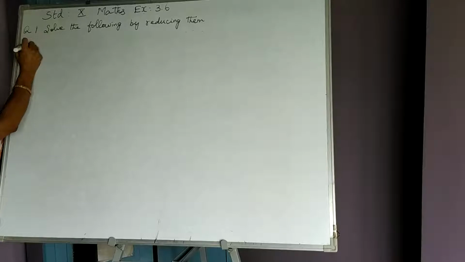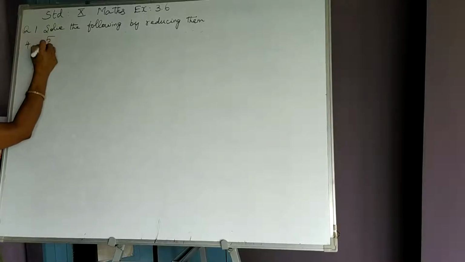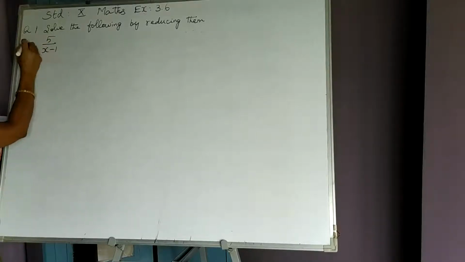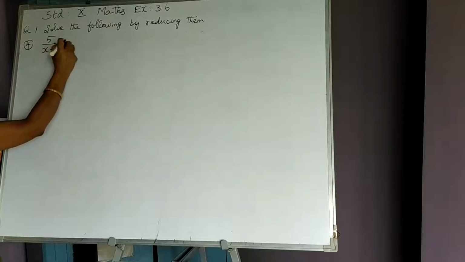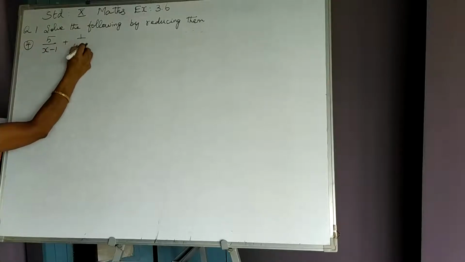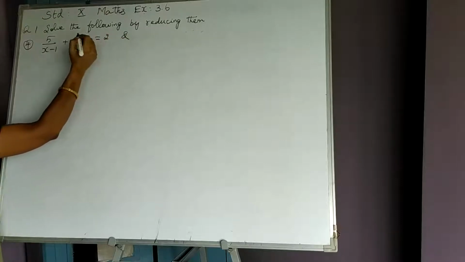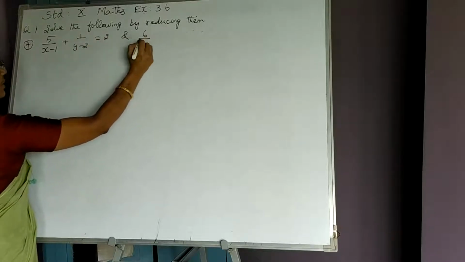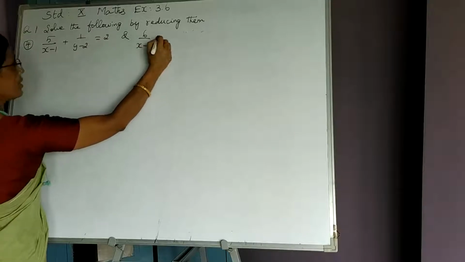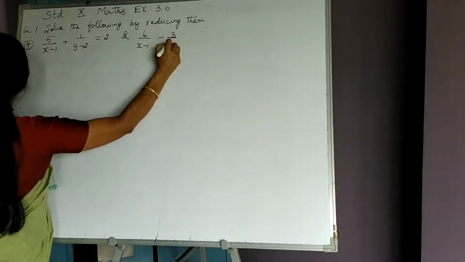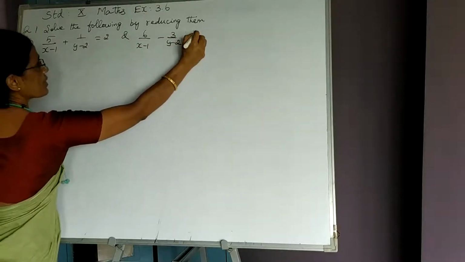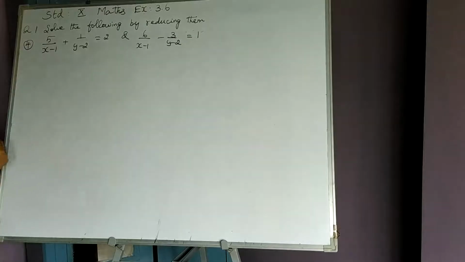Sum number 4. It is 5 upon x minus 1 plus 1 upon y minus 2 is equal to 2. And the second equation is 6 upon x minus 1 minus 3 upon y minus 2 is equal to 1. Here too we have the variables x and y in the denominator. Therefore, we are going to take substitution.